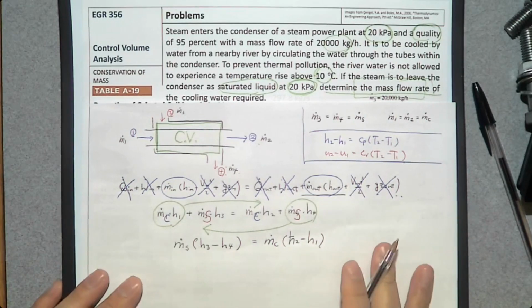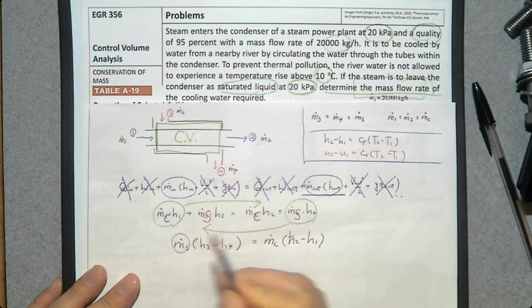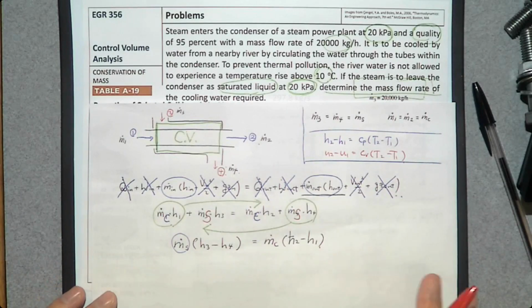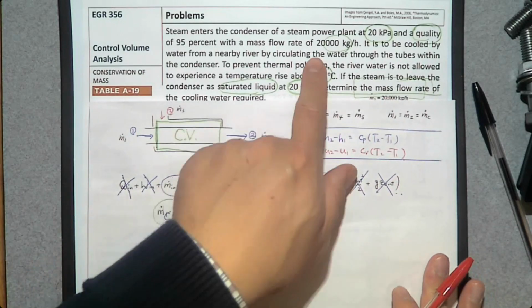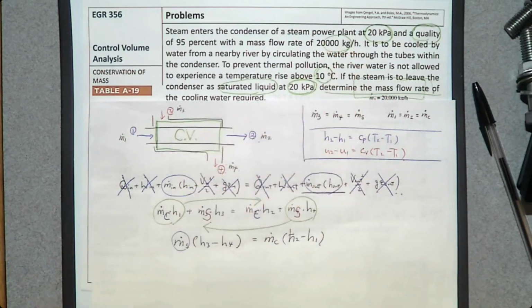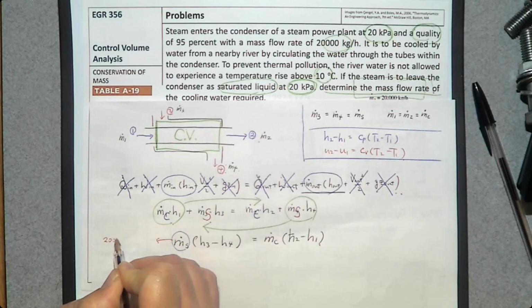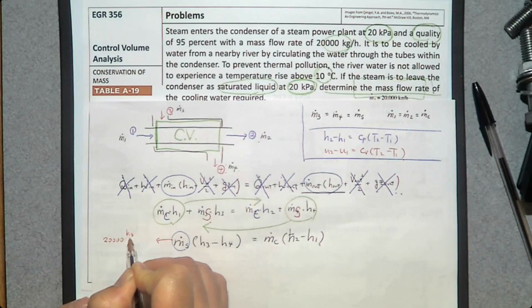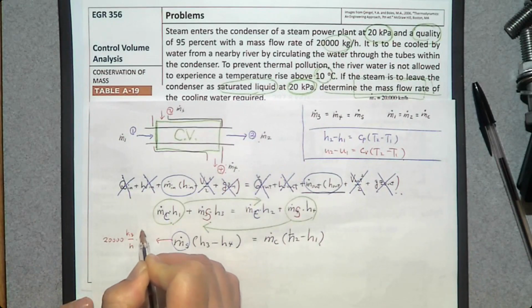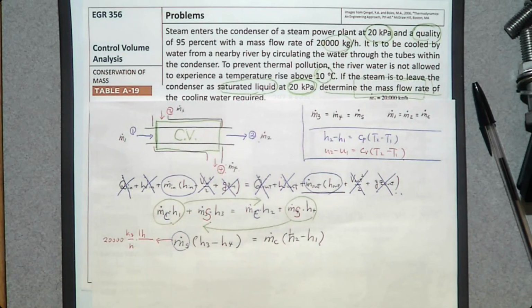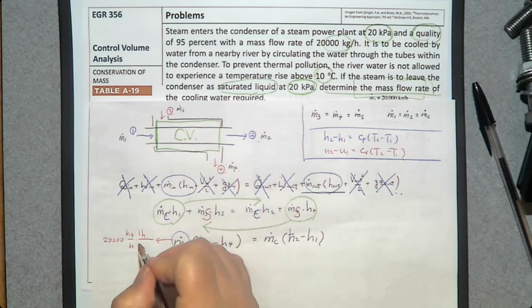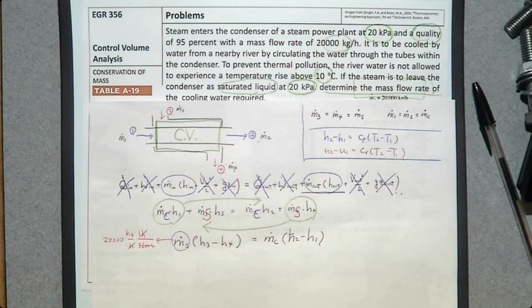Okay, let's do that. The first one, m dot of the steam. It's 20,000 kilogram per hour. Do you like hour? No, we prefer second. So 1 hour is how many seconds? Yeah, 3,600 seconds. So that's how you determine the mass flow rate of the steam.